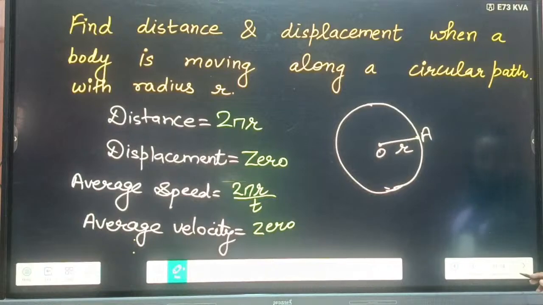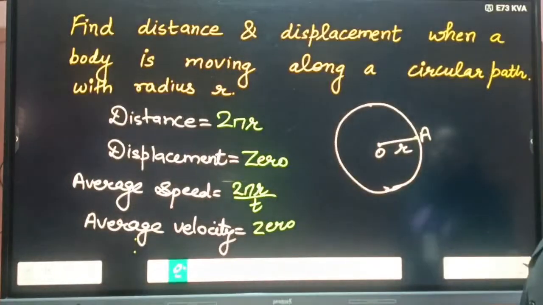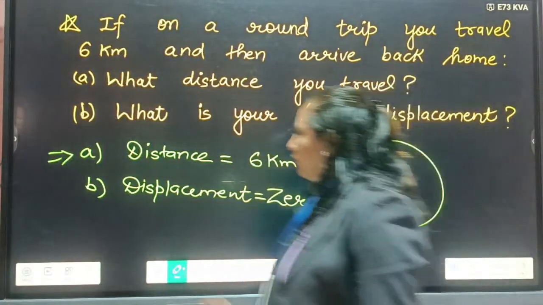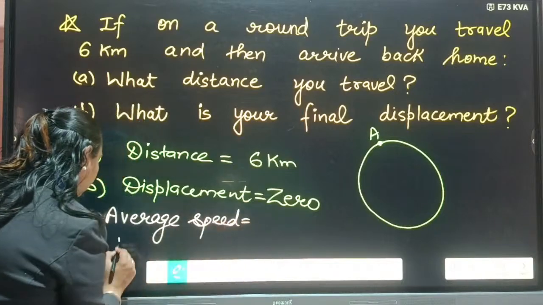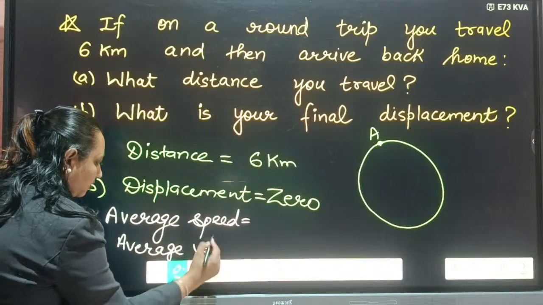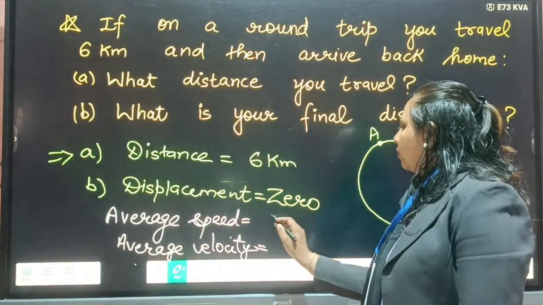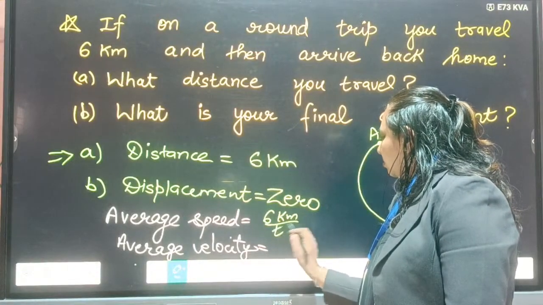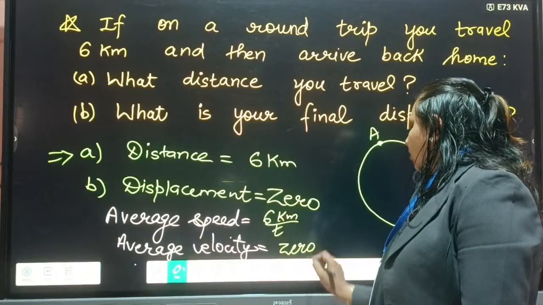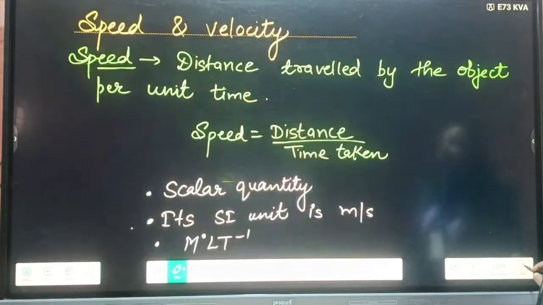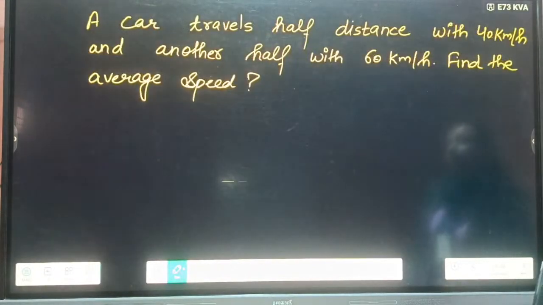In case of a circle we have done this. Okay, in case of a circular path or cyclic path, average velocity is equal to 0. Okay, this we have done. In this case, if we have to find average speed and average velocity, then average speed is the total distance upon total time taken. So 6 kilometer upon whatever the time taken to complete this 6 kilometer. Okay, average velocity is 0 in case of a circular path. Then next question. This we have done. Yes.